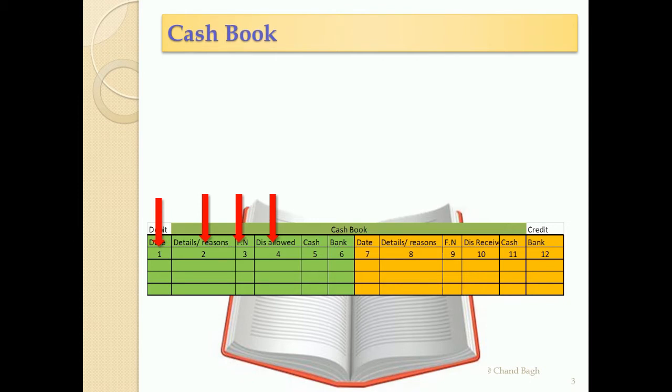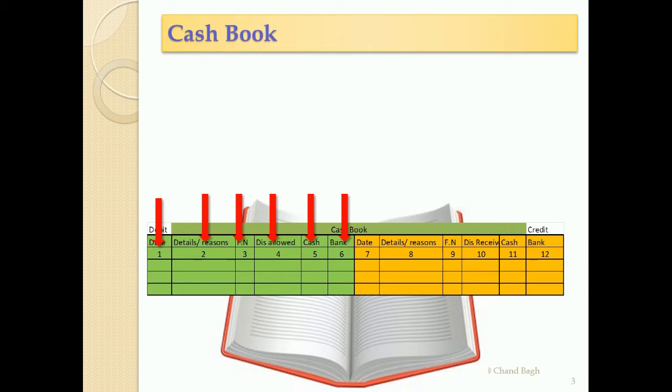And fifth column is your cash column. This column is for whenever you receive cash, you enter here on the debit side, because cash is your asset, and whenever cash comes into your business, you record on the debit side of the cash column. That is fifth column. And sixth column is basically your bank, and whenever there is increase in your bank account, you have to record in this column, that is sixth column.